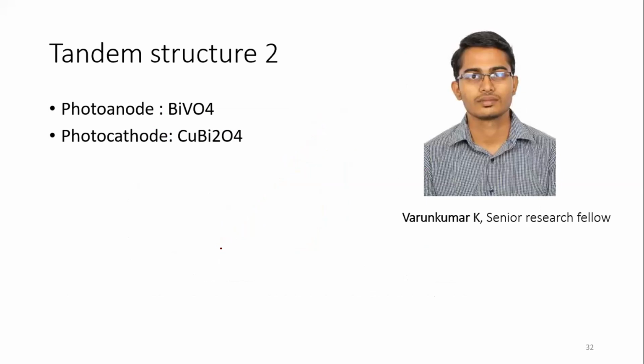So the second part, let me just go through it quickly. This work has been done by Mr. Varun Kumar. He is working as a senior research fellow in our lab. He has been working mostly on photocathode materials based on copper oxide. He is planning to use cuprous oxide, copper bismuth oxide, and I think copper iron oxide also. But he has started with this copper bismuth oxide. He did a lot of experiments on this copper bismuth oxide as photocathode, and then he combined this system with bismuth oxide. So still work is going on.